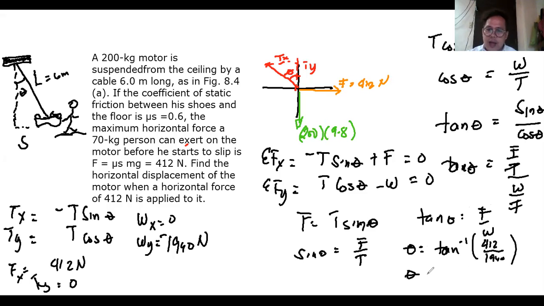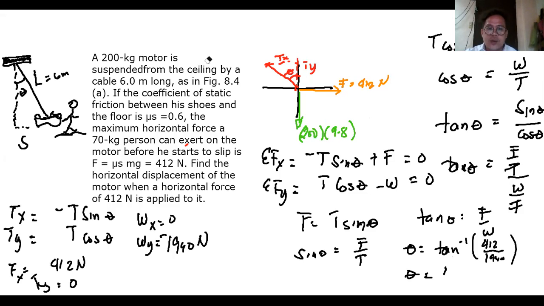So your angle will be equal to... let's solve. I hope you are following. Your answer will be 412 divided by 1,960, shift, tangent, second function, tangent, and that will be 11.87 or 12 degrees.